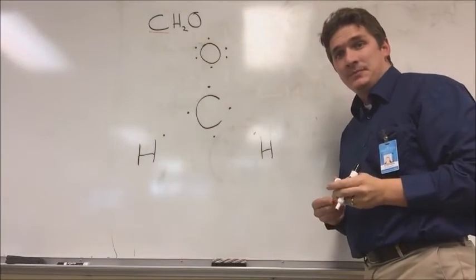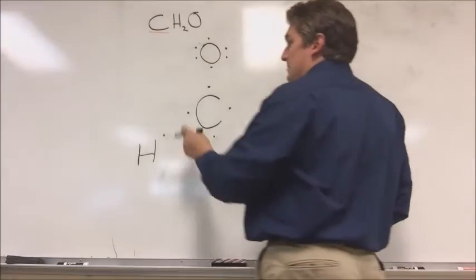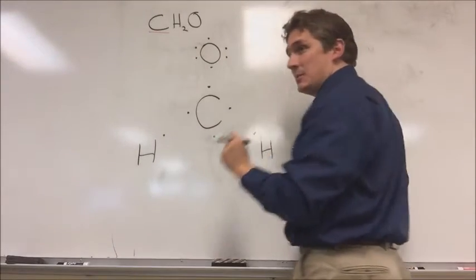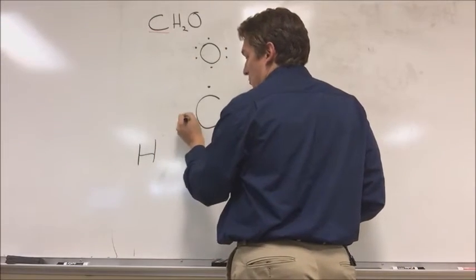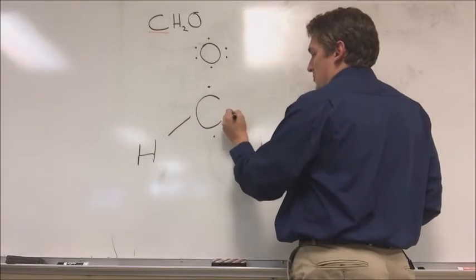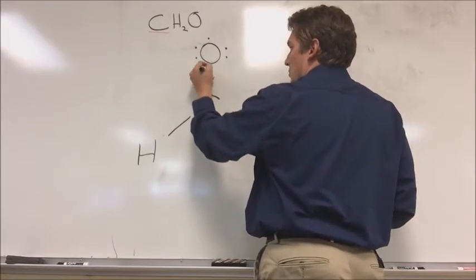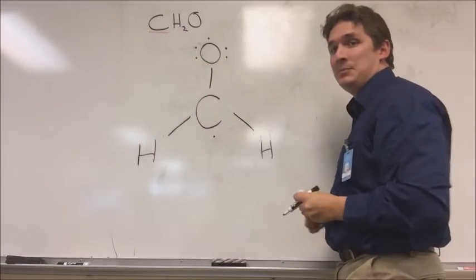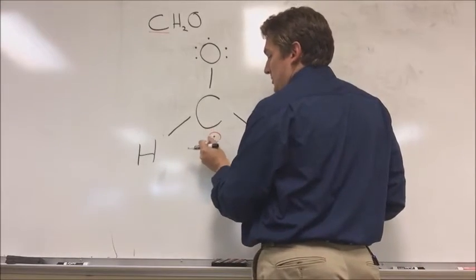Now, as with the last video, we're going to start by connecting the central atom to each of the other periphery atoms by a single bond to begin with. So we've got one bond here, one bond here, one bond here. But now we have an unpaired electron on the central atom, here on this carbon.